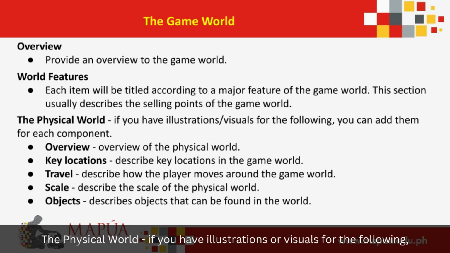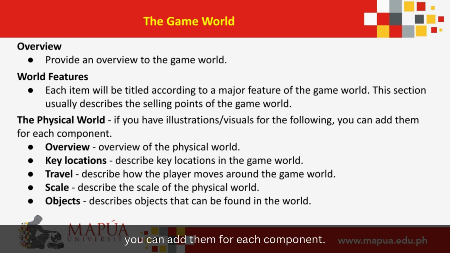The physical world. If you have illustrations or visuals for the following, you can add them for each component. Overview. Overview of the physical world. Key locations. Describe key locations in the game world. Travel. Describe how the player moves around the game world. Scale. Describe the scale of the physical world. Objects. Describes objects that can be found in the world.